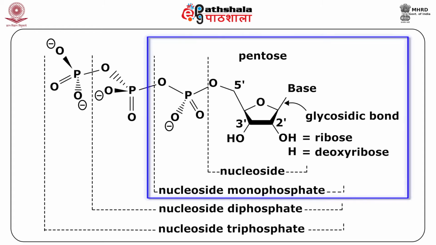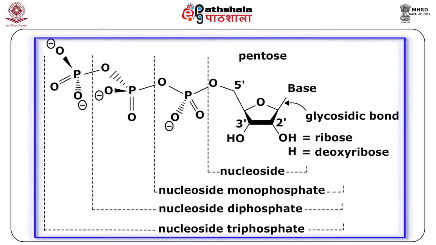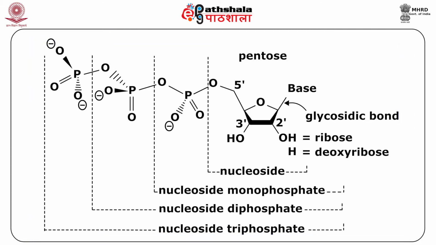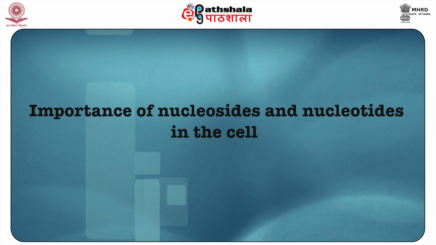Nucleoside monophosphate comprises 1 phosphate moiety linked to the 5' hydroxyl. Nucleoside diphosphate comprises 2 phosphates linked to the 5' hydroxyl, and in case 3 are linked one in succession to another, it is known as nucleoside triphosphate. In this particular case, it will be called nucleoside 5' mono-, di- or triphosphate. Now in the next section, we are going to look at the importance of nucleosides and nucleotides in the cell.